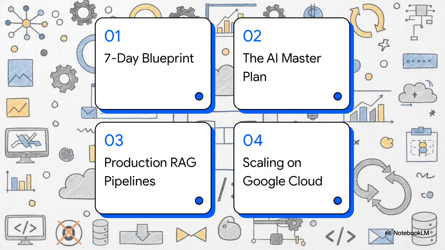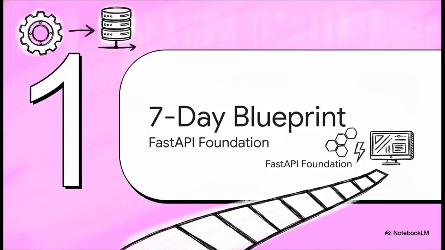Okay, here's our syllabus for today. First up, we're covering the foundation with a 7-day blueprint. Second, we'll map out the AI master plan. Third, we're diving into production RAG pipelines. And finally, we'll cover scaling with Google Cloud. Let's jump right into Section 1, Foundation, 7-day blueprint.